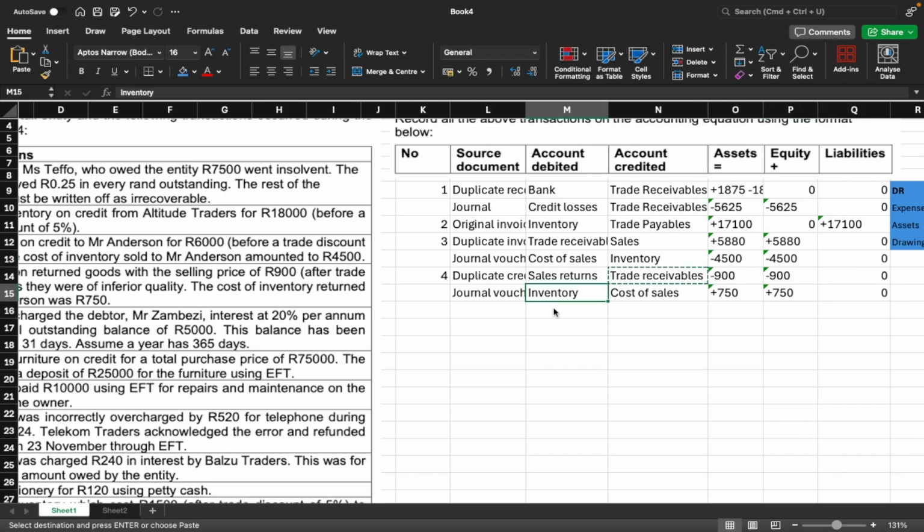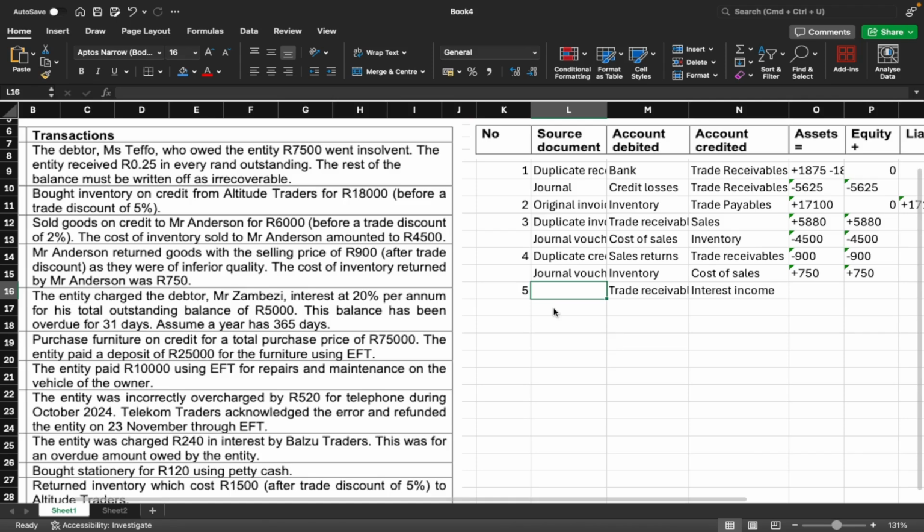Trade receivables debited. Okay, let me write number 5 here. And what we're crediting is interest income. And what is the source document, by the way? What are we doing here? Well, we are charging our customer interest for an overdue account. So what are we going to do? Well, do we issue the customer an invoice whenever we charge them interest? Well, we don't usually issue them with an invoice. We'll just notify them of the late payment and the resulting interest that we are charging them. So we're not issuing a separate invoice to them. So this is going to be a journal voucher as well, because we're not issuing the customer the invoice specifically just for the interest that we are charging them.